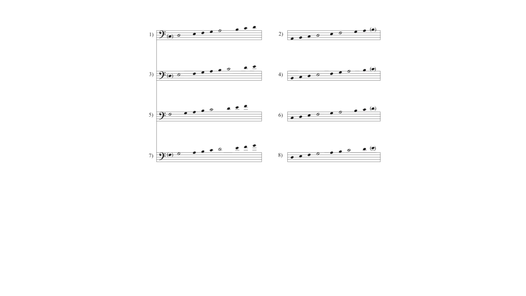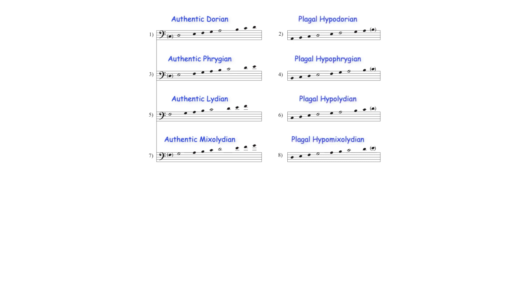Hi everyone. For a long time, medieval music used only four pairs of modes: the authentic Dorian, Phrygian, Lydian, and Mixolydian modes, and their plagal forms, Hypo-Dorian, Hypo-Phrygian, etc. This terminology is used today. However, during the Middle Ages, the equivalent modes were typically labelled as follows.